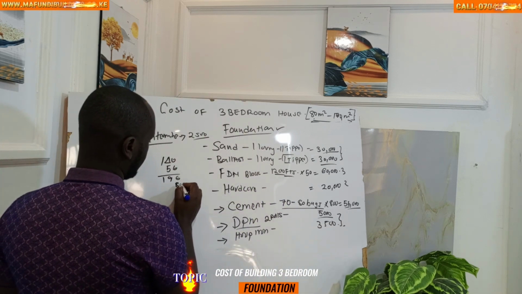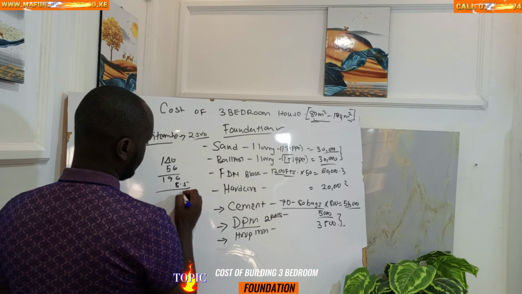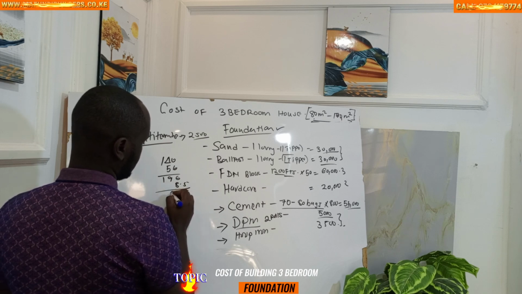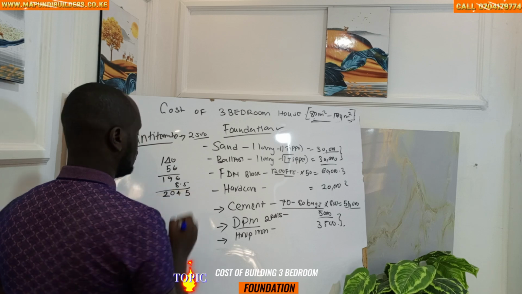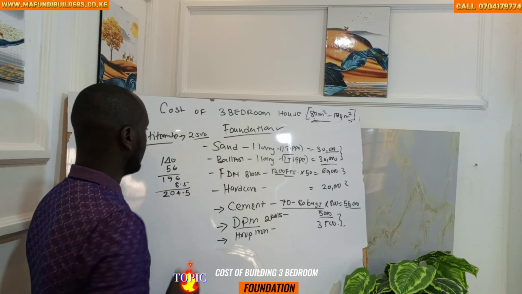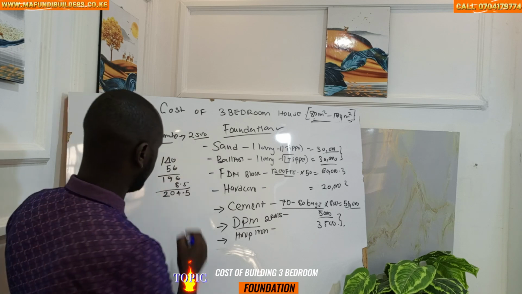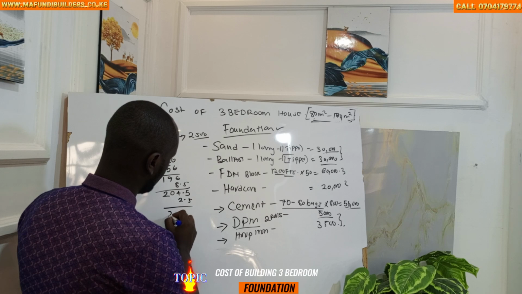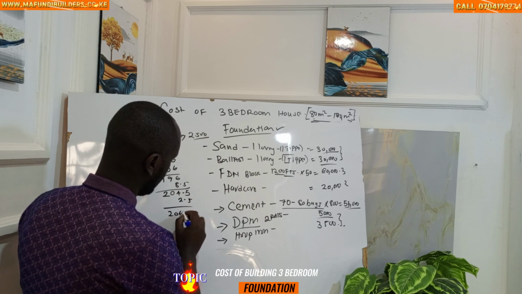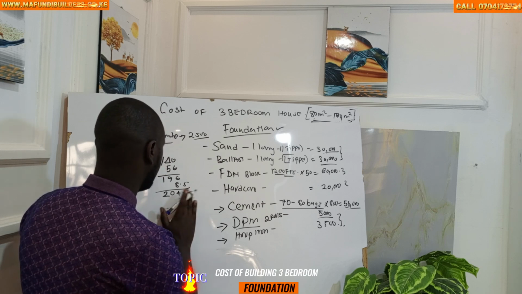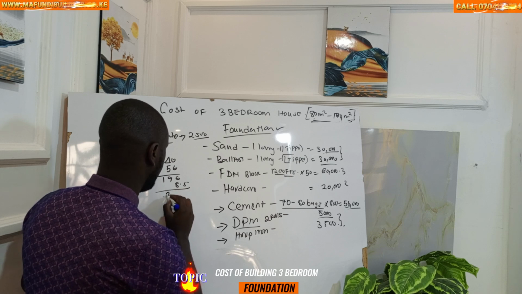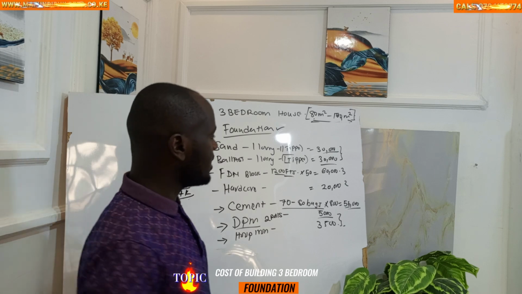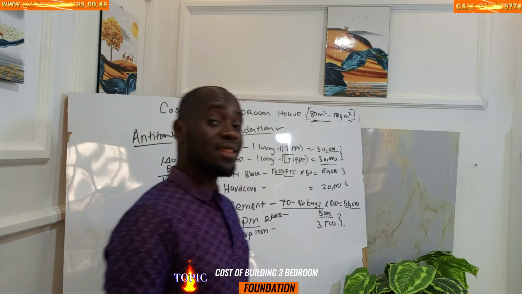We have 85. So 5, 4, 1, 0, 2. 205.4, and you will also need anti-termite treatment, that is 2.5. So this is 206 point, this is 207, right? So here you have 207K.